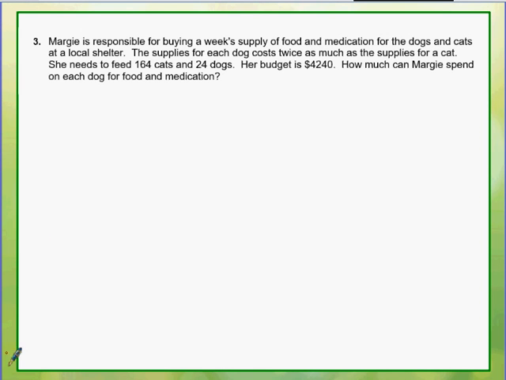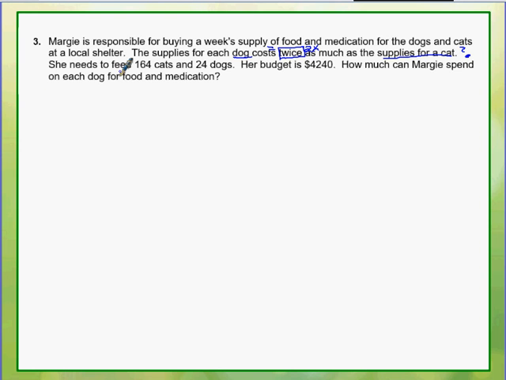Margie is responsible for buying a week's supply of food and medication for the dogs and cats at a local shelter. The supplies for each dog costs twice as much as the supplies for a cat. So the supplies for each dog costs twice as much. So twice means 2 times something. The supplies for a cat. I don't know how much that is yet.